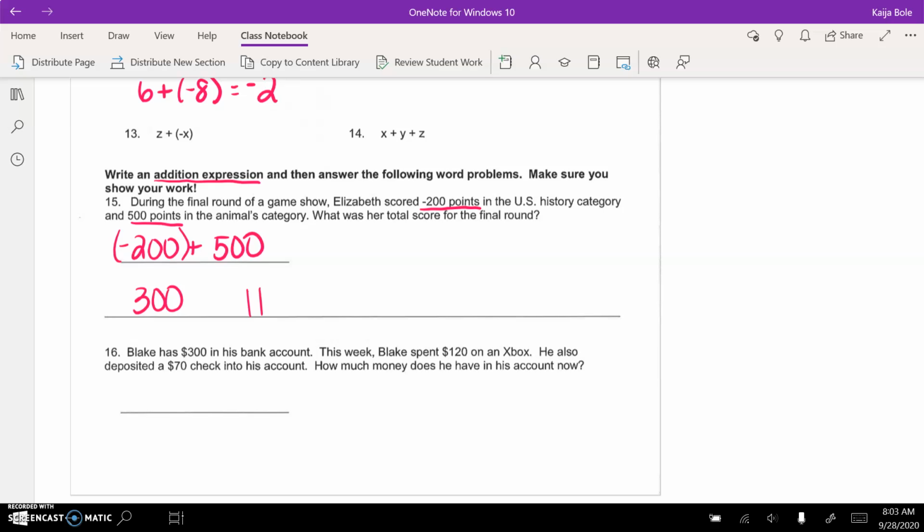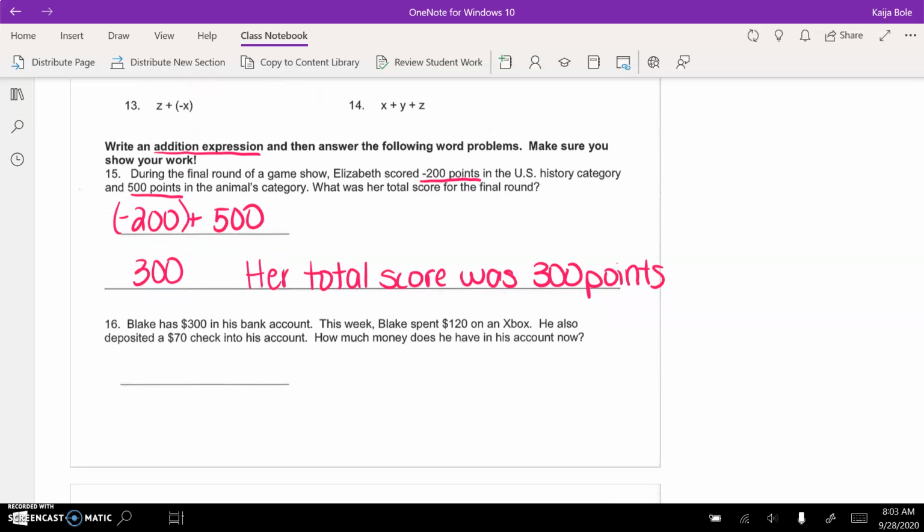You could say her total score was 300 points. Okay. So hopefully this helps you out a little bit. Number 16 will be very similar. And then obviously if you have any questions, you can always come to office hours or send me an email.